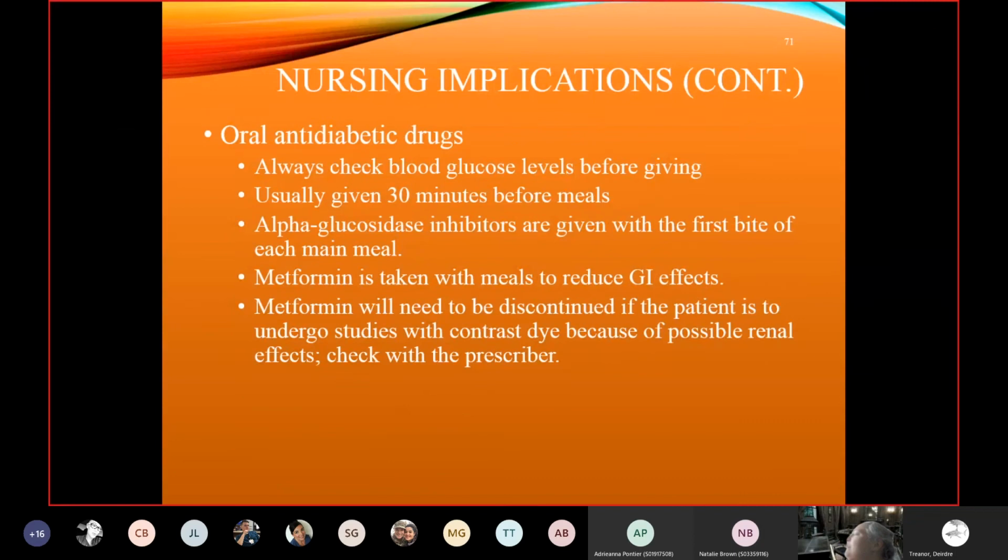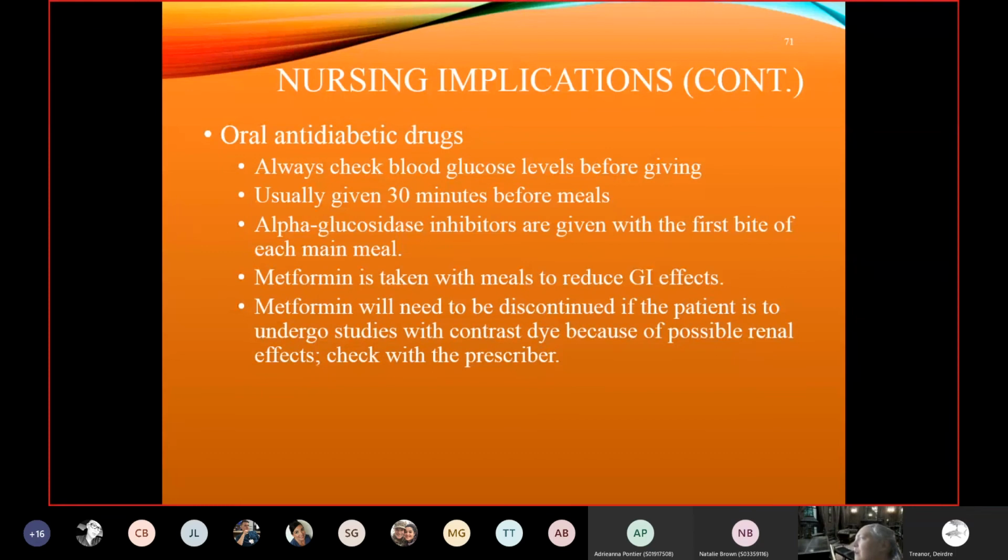Oral antidiabetics, always check blood glucose before giving. In the hospital, usually you're doing that in the morning. Sometimes you might do an evening one, but they might just have once a day glucose checks. Usually give about 30 minutes before meals when you can. The alpha glucosidase inhibitors should be given with the first bite of their main meal. Metformin is taken with meals. It helps reduce the GI side effects.